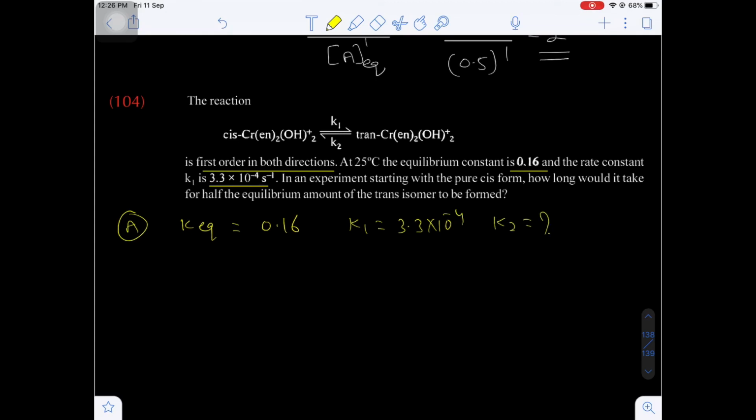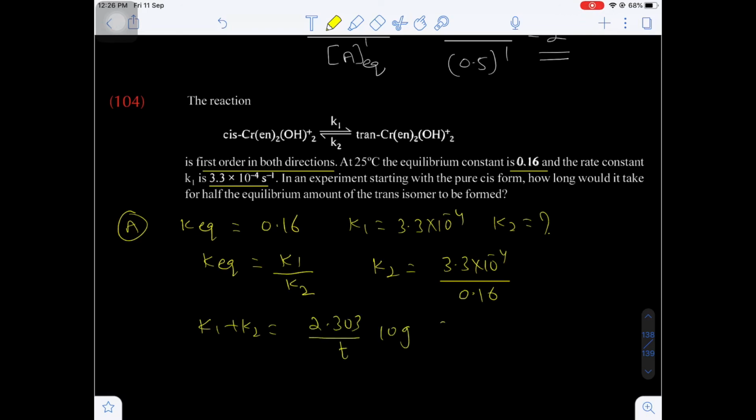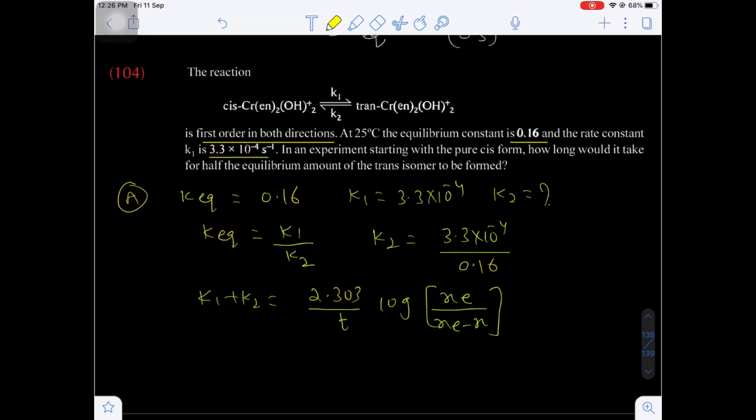What is the K2? That is to be found out. How? Equilibrium constant is equal to rate constant in the forward direction divided by rate constant in the backward direction. From here we can find the K2 as K1, that will be 3.3 into 10 raised to minus 4 divided by equilibrium constant, that will be 0.6. Okay. Now here K1 plus K2 equal to 2.303 by T log of Xe divided by Xe minus X. Are you getting my point?